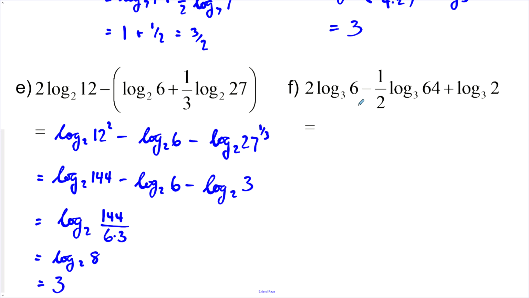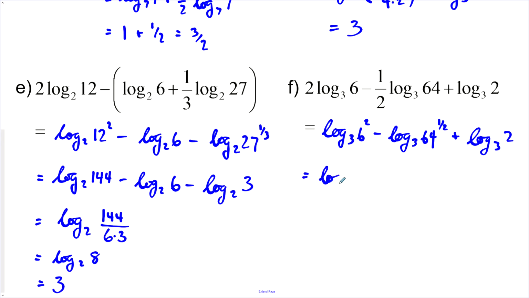And last one here, let's try again putting all these coefficients as exponents instead, and then we can combine this up. So we've got log base 3 of 6 squared minus log base 3 of 64 to the power of 1/2 plus log base 3 of 2. Let's evaluate these and then put all this together.